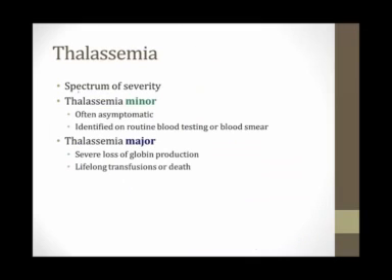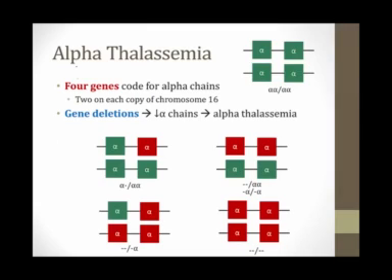All of the thalassemia syndromes have a spectrum of severity. Some of them are called thalassemia minor. These syndromes are usually asymptomatic. Often the abnormal hemoglobin is identified on routine blood testing or a blood smear. In contrast, thalassemia major syndromes often have a severe loss of globin production that can sometimes lead to patients who require lifelong transfusions for anemia, and sometimes patients who have an early death or sometimes even fetal death with severe thalassemia major syndromes.